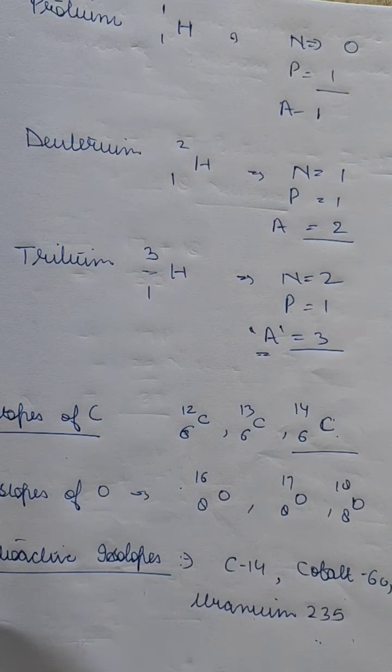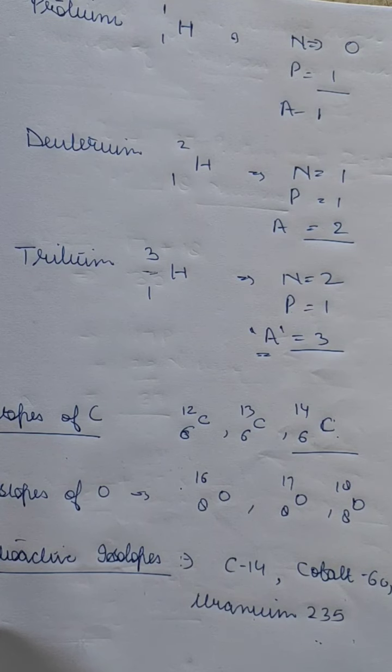in human beings. For example, arsenic-74 is used as a tracer to detect the presence of tumors, and one more, sodium-24, is also used as a tracer. Then some radioactive isotopes such as cobalt-60 are also used in the treatment of cancer. Okay, so they are very important.